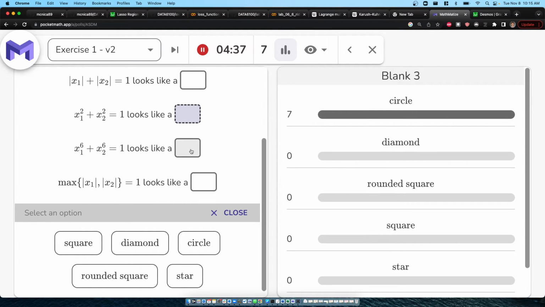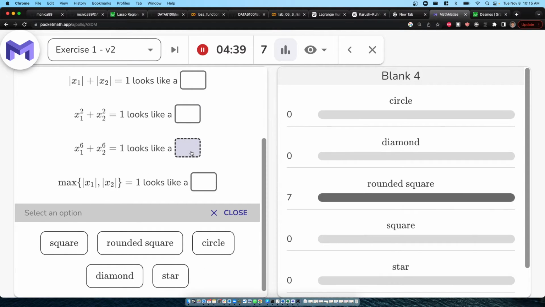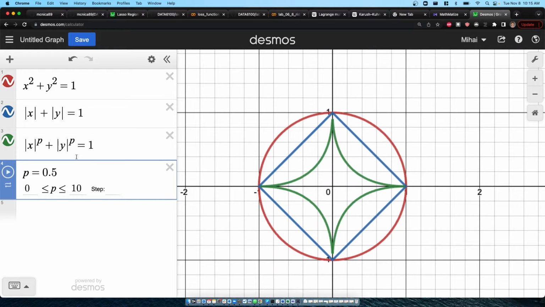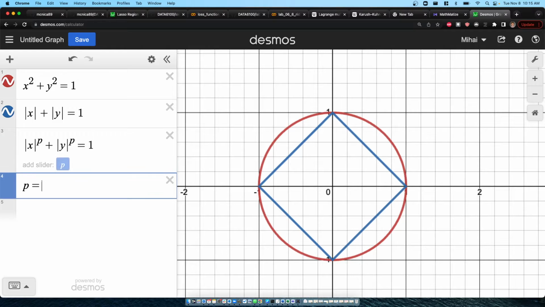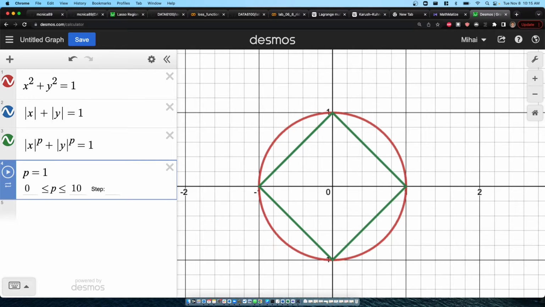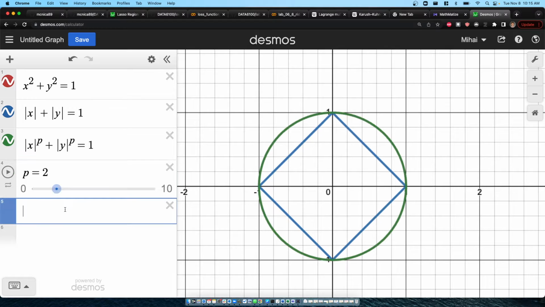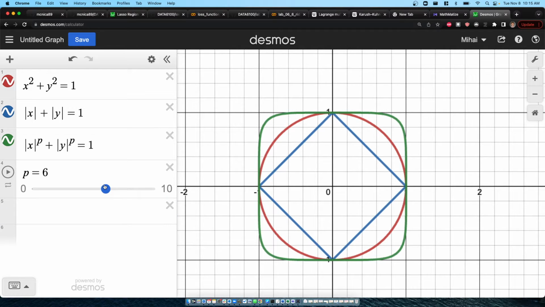Okay, what about x1 to the 6, x2 to the 6? Lots of people said rounded square, which is exactly right. P equals 6. Remember, if we do 1, we get the diamond. If we do 2, we get the circle. Once you start doing numbers bigger than 2, you sort of bow out the circle. So when we go all the way up to 6, it looks like a nice rounded square. When you buy a nice table at IKEA, sometimes that's what they look like.